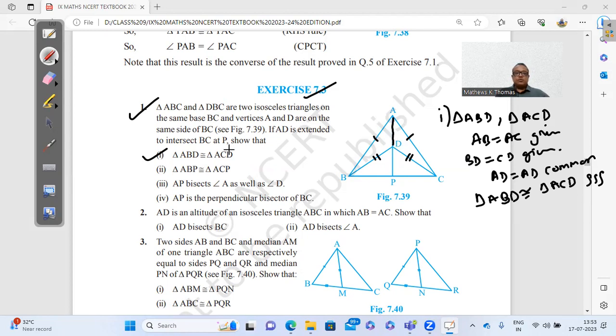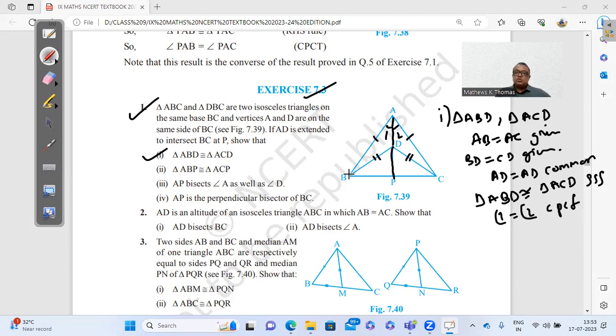So this is the first part, direct. Now we have to prove that triangle ABP and ACP are congruent. So AB equal to AC is 1. And if you look at ABP and ACP, AP is now common. And just now we proved that ABD and ACD are congruent. These two small triangles are congruent. So I can say 1 and 2 are equal by CPCT.